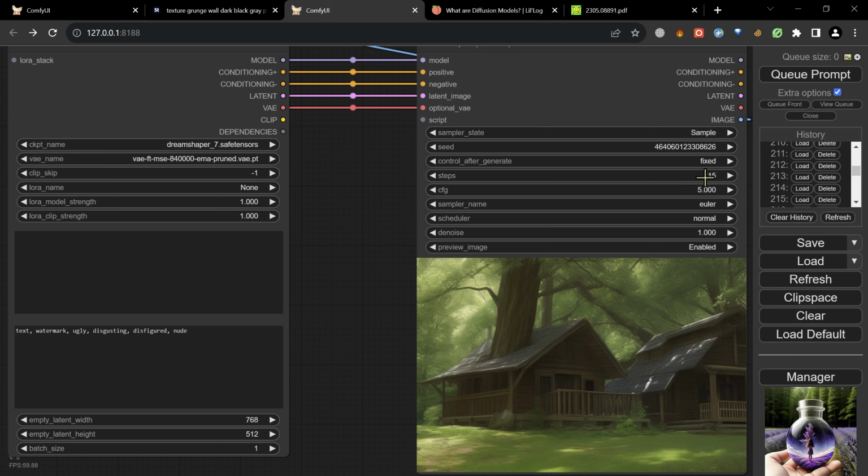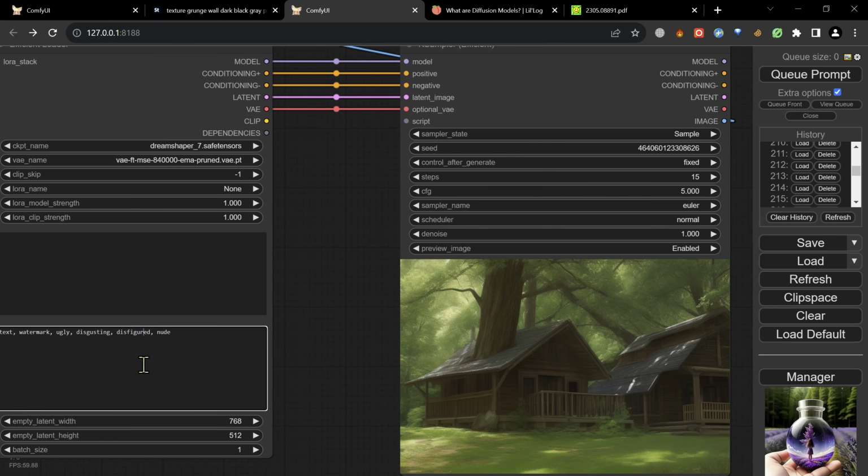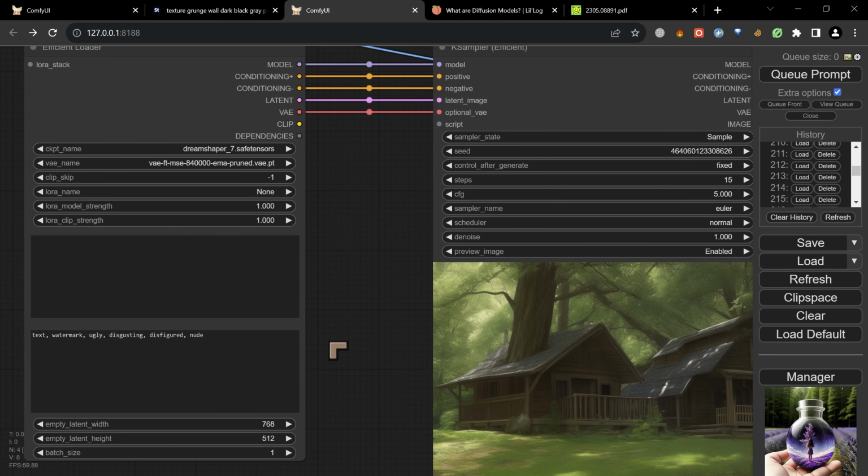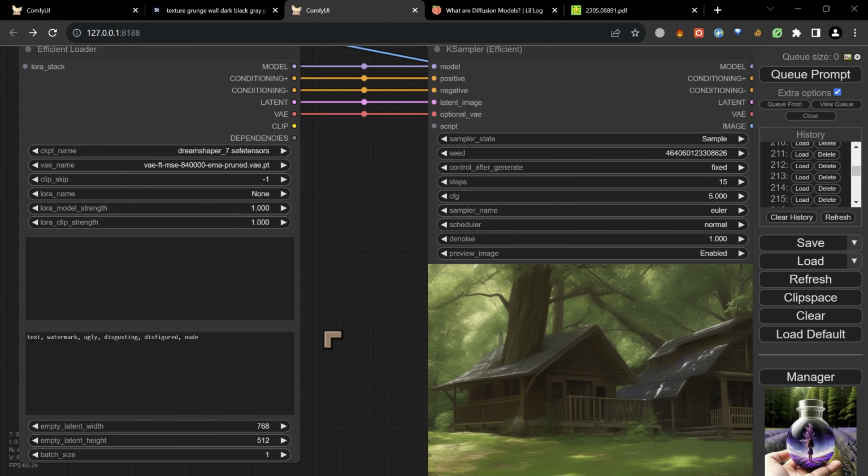Now, the steps are set at 15. The CFG is at 5, which is low-ish. It's not super low, but the CFG is looking at the text here, the prompts. And when we produce prompts inside of Stable Diffusion, the software will turn those prompts into what are known as tokens. And it's really those tokens that it's looking at to try to develop the image.